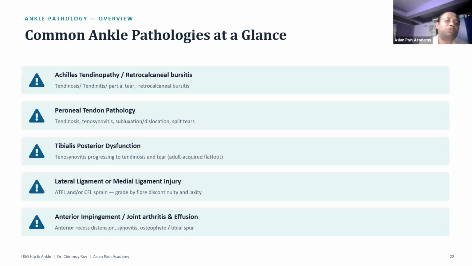One can have tibialis posterior dysfunction, or say, so these tendons can get tendinitis or tendinopathy. Both the things can occur. Tendon tear also can occur.